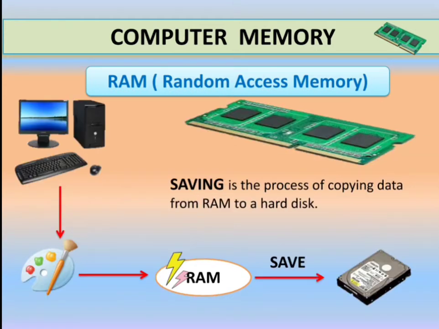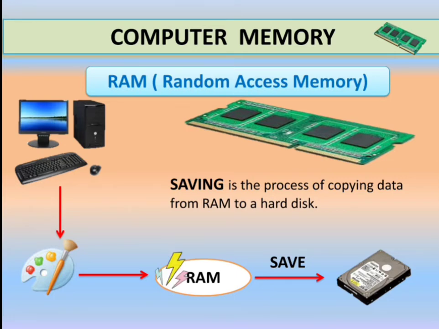Alright. So students, if RAM is storing the data on a temporary basis, we need a process to save our data, so that if in future we need the same data, we will be able to look for it in our computer. So what we do is save that data. Once we save that data, a copy of that data goes from RAM to the hard disk, and it is saved in our hard disk. So saving is the process of copying data from RAM to a hard disk.